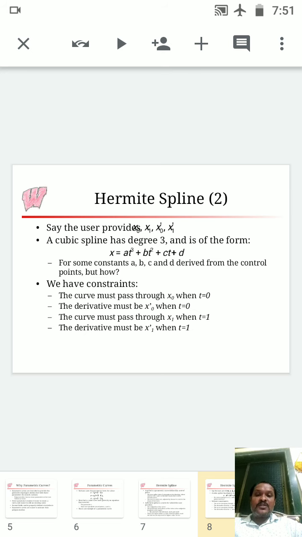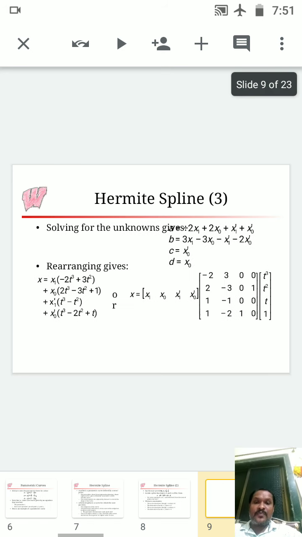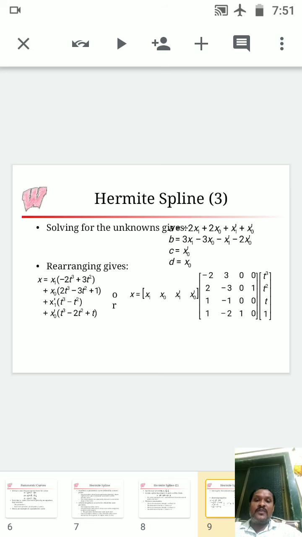The curve must pass through x1 when t is equal to 1. Simple thing: the parameter increases from one position to another as the curve passes from one point to another. The derivative must be x1 dash when t is equal to 1 also, same as said earlier. So in the Hermite spline, for solving the unknowns A, B, C and D, it is the same as we have discussed here.